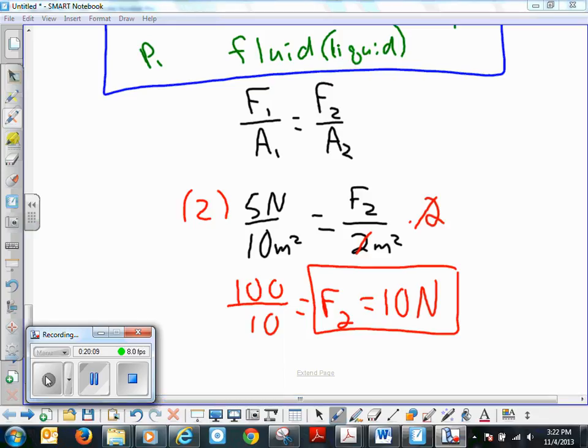Okay, I messed up. 2 times 5 isn't 10, I mean, isn't 100. It's actually 10. So the force 2 then would be 1 newton. Okay, and maybe that'll help you with your math problems.